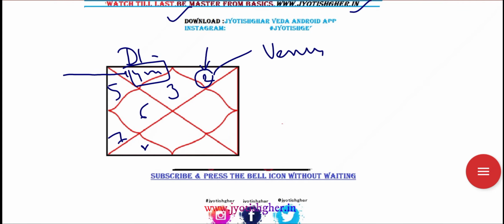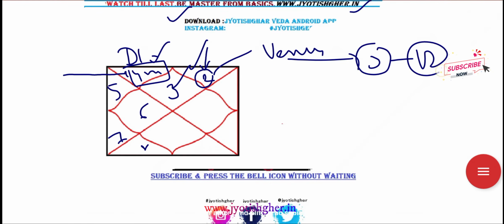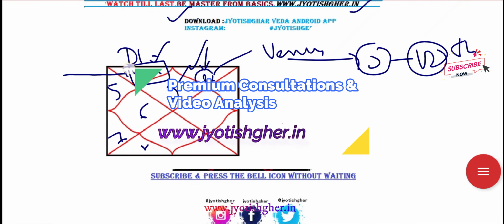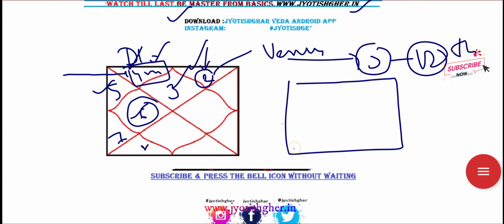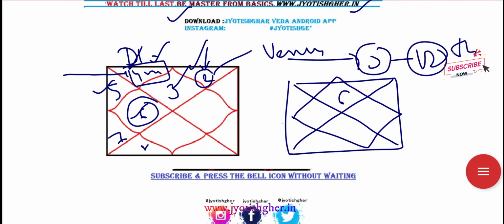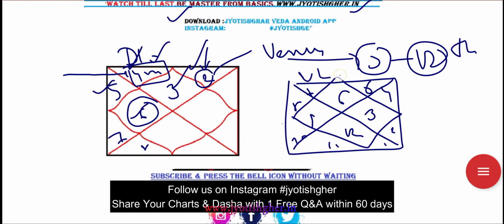Now, as I mentioned, count the places. So 1, 2, 3. Venus is 3 positions ahead from the 12th house. Now from that 3rd position, move on for 3 positions. 1, 2, 3. So the new chart will be like this, and your Upapada Lagna will be Virgo. So number 6 is written, then 7, 8, 9, 10, 11, 12, 1, 2, 3, 4, 5. So this is your Upapada Lagna.